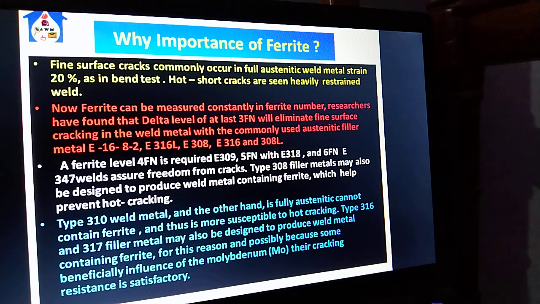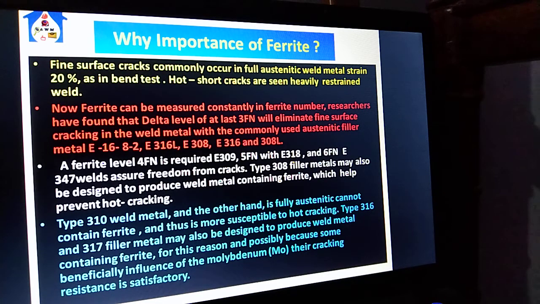E316L, 308, E308L. A ferrite level of 4 FN is required for E309, 5 FN with E310, and 6 FN with E347 will assure freedom from cracks.